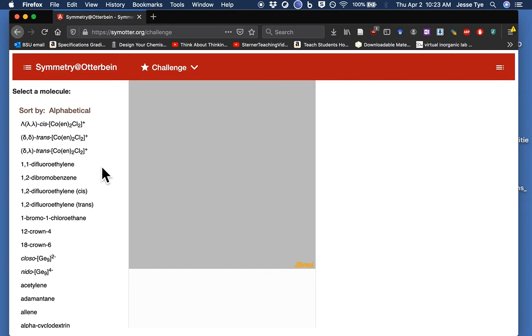So this will be something I'll ask you guys to do on the exam, is to do something with a symmetry element, maybe assign it, or follow what it does to the labels, and also to assign the point group of a molecule.